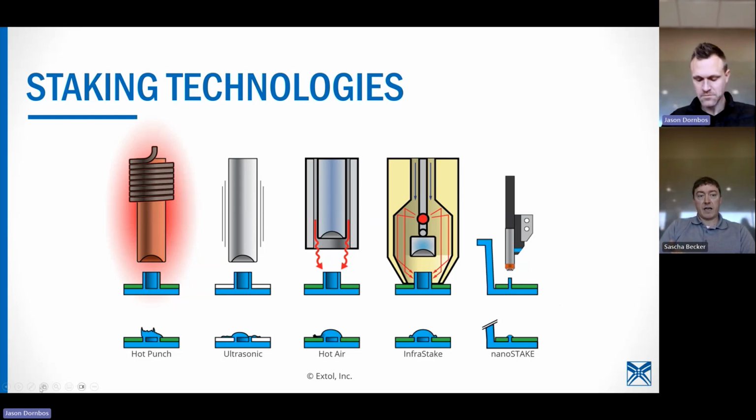And to add to the cycle time of heating and cooling the hot punch, with the nanoSTAKE technology, we're able to heat that punch up to 250 C within a matter of 2 or 3 seconds. And then cool it down, it'll probably take 4 seconds, maybe 5 seconds to cool. So it does happen very quickly.